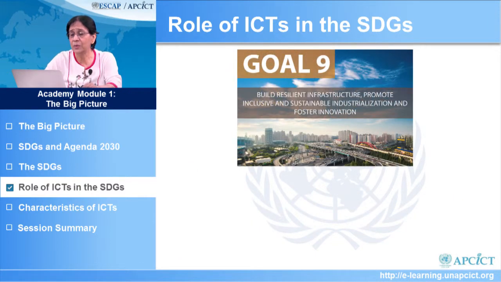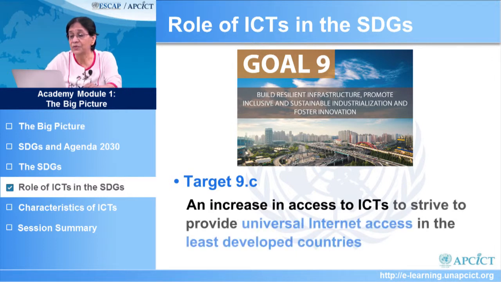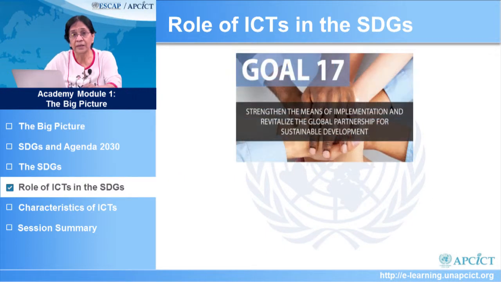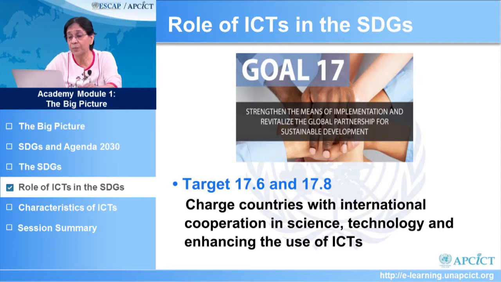Goal 9, which is about building resilient infrastructure, promoting inclusive and sustainable industrialization. In Goal 9, Target 9C specifically calls for an increase in access to ICTs and to strive to provide universal internet access in the least developed countries. Finally, goal number 17, which talks about strengthening the means of implementation and revitalizing global partnerships. Within this, targets 17.6 and 17.8 charge countries with international cooperation in science, technology, and in enhancing the use of ICTs.